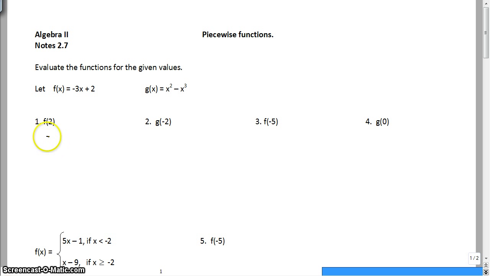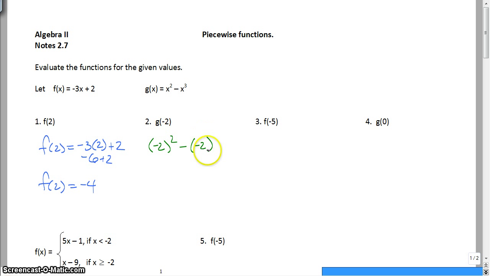So f of 2 is equal to negative 3 times 2 plus 2, because all we have to do is substitute 2 in for x. It's going to give us negative 6 plus 2. F of 2 is equal to negative 4. G of negative 2, that's going to give us negative 2 squared minus negative 2 cubed. Negative 2 squared is 4. Minus negative 2 cubed is a negative 8. That's going to give us 12.